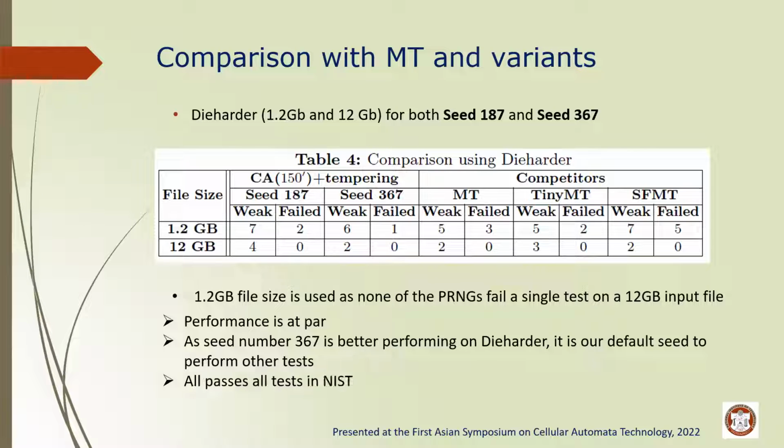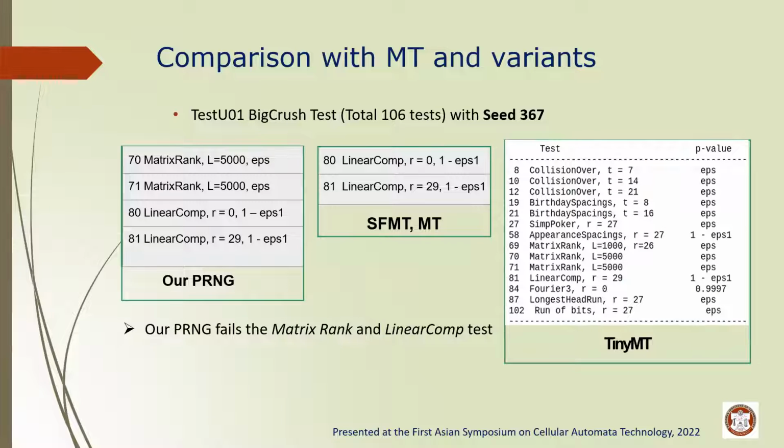For NIST, we observed that our CA as well as all its competitors pass all the tests. But TestU01 BigCrush is left, and for it we are not happy with the result. For SFMT and MT, the linear complexity test is failing, whereas for us the matrix rank test and the linear complexity test are both failing. For TinyMT, lots of tests are failing, but we can ignore this; TinyMT is not a competitor to us.